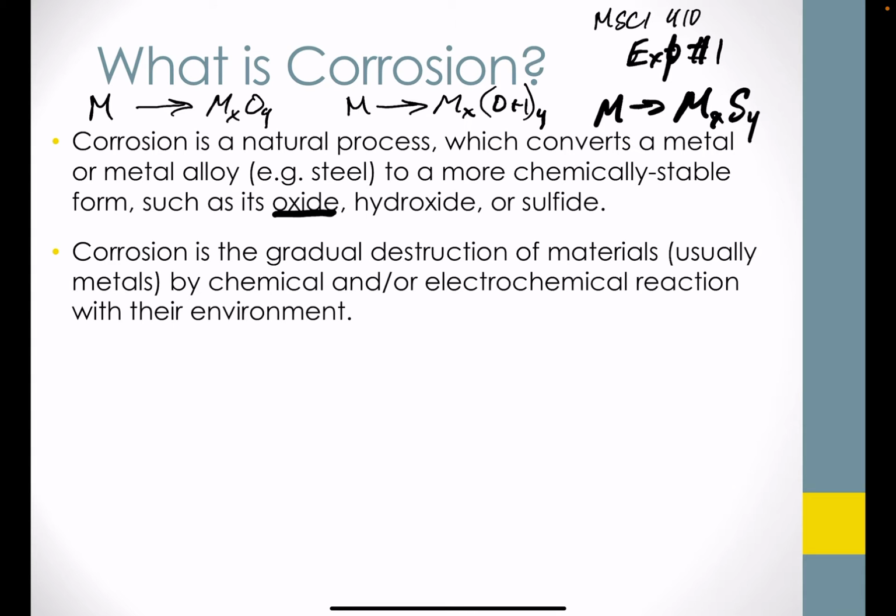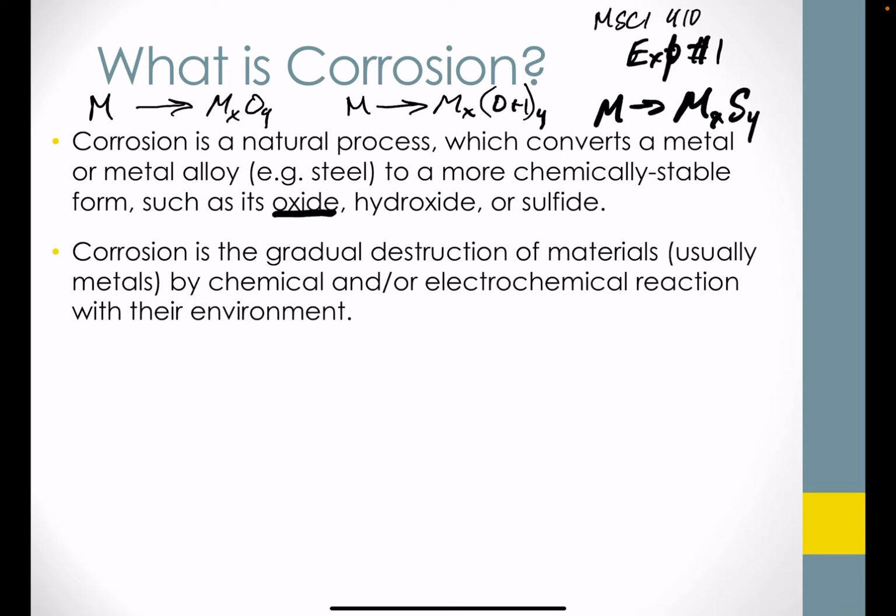And it depends on the environment or the methods applied to convert the metal into this corroded product that is the oxides, hydroxides, or sulfides. So in your experience and everyday experiences, we understand corrosion to be the gradual destruction of materials, which ultimately leads to catastrophic failure in extreme cases of the part or material in its function or in its service role.